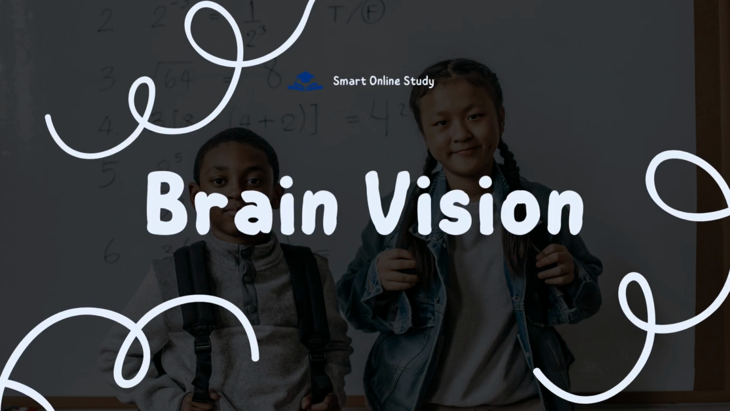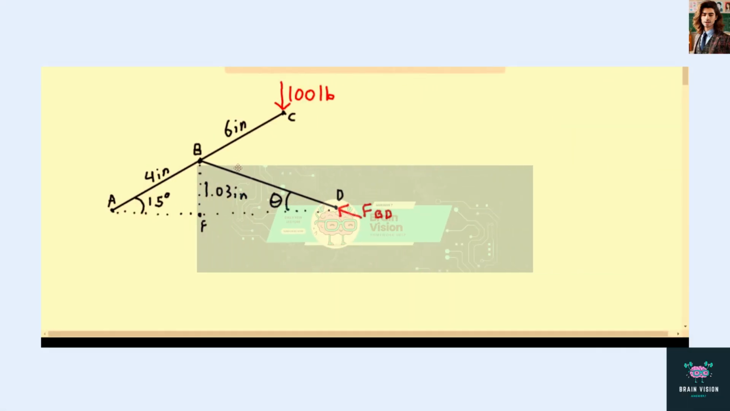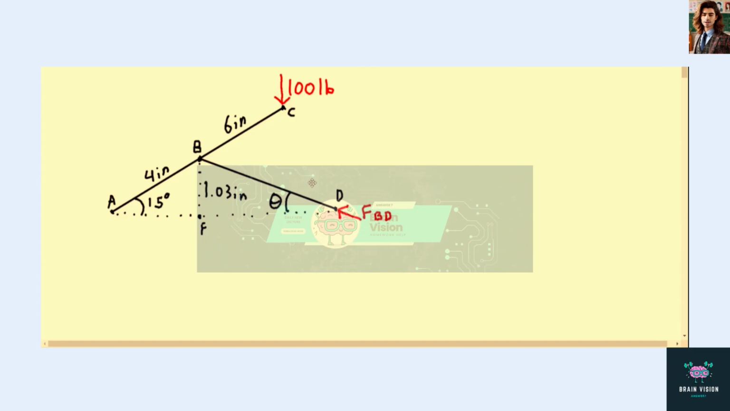Welcome to Brain Vision. We're asked to find the horizontal component of the force that's exerted on a block due to an input force of 100 pounds. To do that, we're going to first find the magnitude of this force BD, and then find the x component of that force, and that will be the force that is exerted on the block.